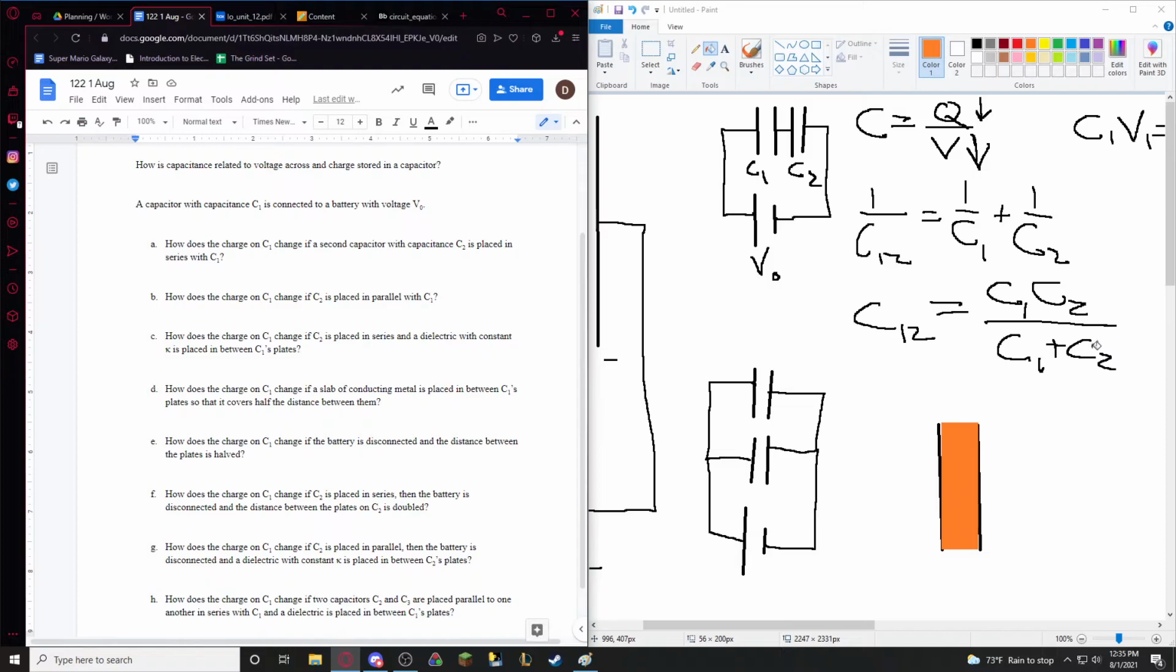But you're right. Connecting the dielectric causes the charge to increase, then the series would cause it to decrease. And then parallel makes it stay the same.